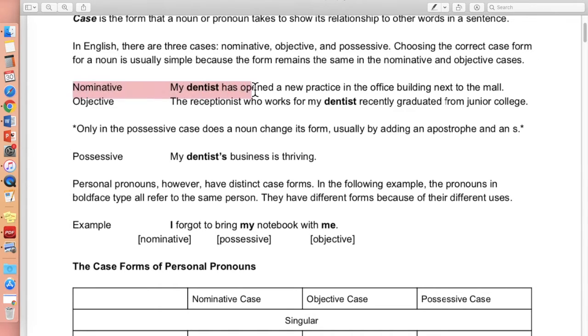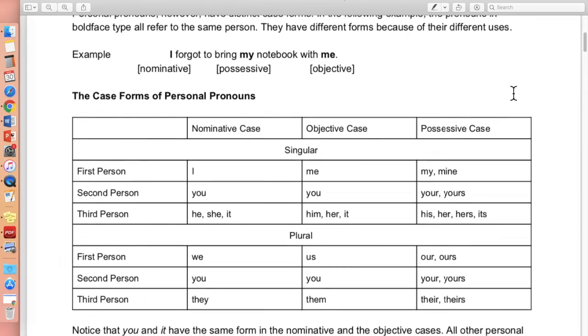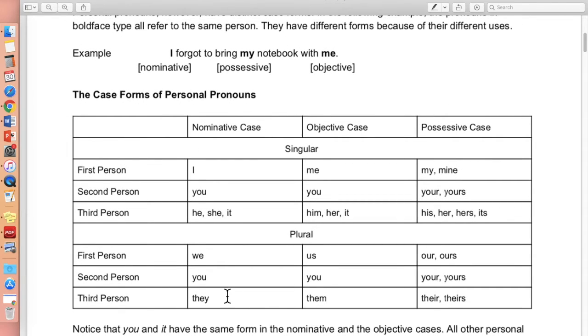Nominative: my dentist has opened a new practice in the office building next to the mall. Now, whenever you see nominative, I want you to think noun. Nominative, noun. Okay. So my dentist is a noun, and it's the subject of the sentence, and the subject is always going to be a noun. You would replace dentist with something that you can find down in the table below in the nominative case column. He opened a new practice in the office building next to the mall, right?